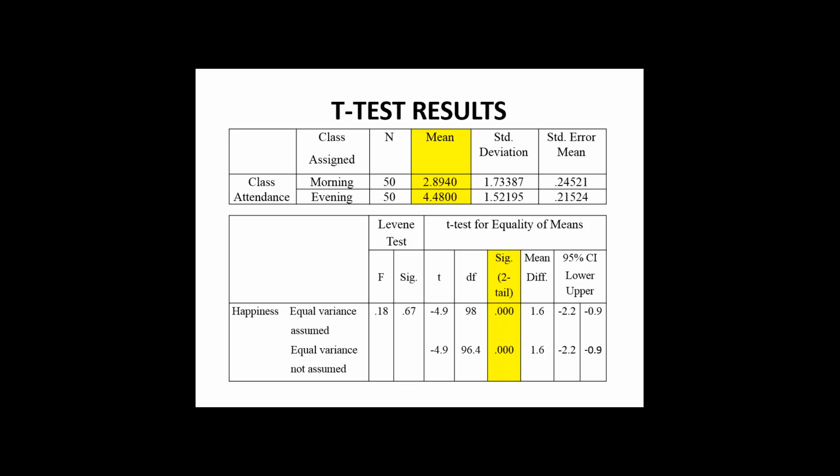Second, we want to look at the mean. We know there's a significant difference, but who's higher, who's lower, right? So we look at class attendance. Under class assigned, in the line for morning, N is 50 people, and the mean is 2.894. So the average person assigned to morning classes attends a little below 3 classes a week. The evening classes, though, they go 4.48, so they go to almost 4.5 classes per week. So that's a significant difference.